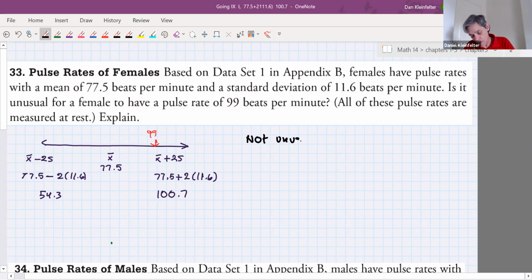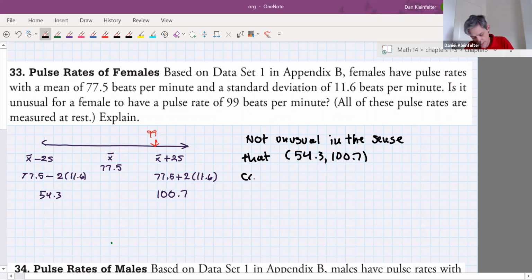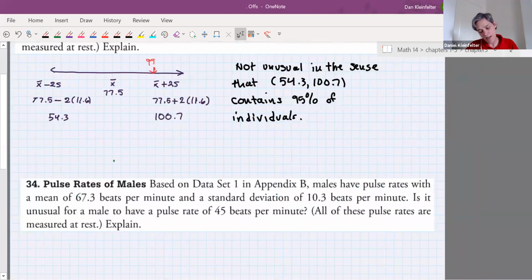We could say it's not unusual in the sense that the interval 54.3 up to 100.7 contains 95% of individuals. Okay. All right, so let's try that again.